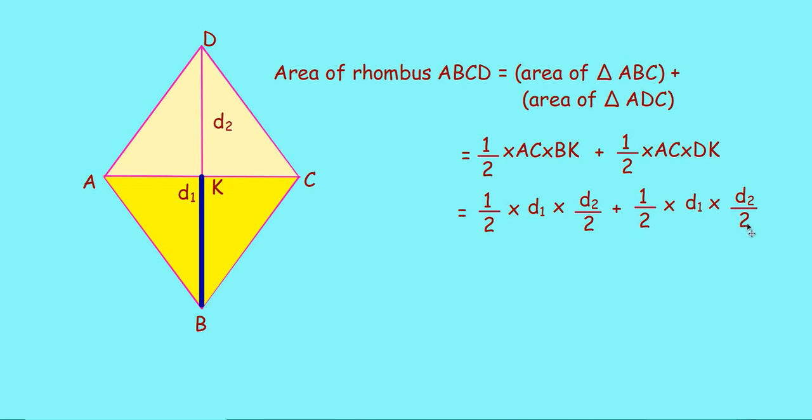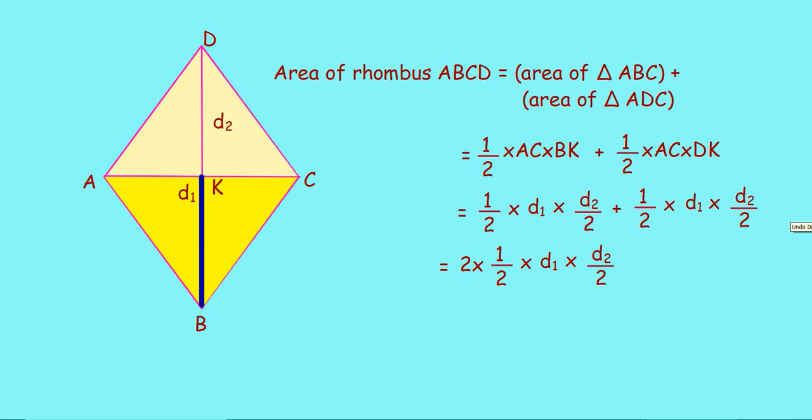Now you can see half D1 is common in both, so you can take half D1 out. Here half D1 into D2 by 2, here also half D1 into D2 by 2. The two terms are the same, so instead of adding these two, just multiply: 2 into half into D1 into D2 by 2.